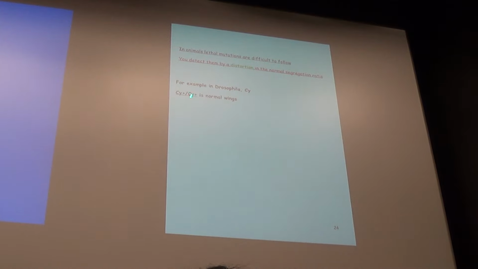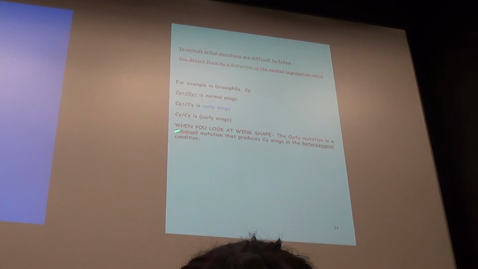So, normal curly wing flies, Cy plus, Cy plus. We have normal flat wings. If you are heterozygous, plus, minus, you have curly wings. So, you're heterozygous and you have curly wings. Is curly a dominant or a recessive trait? Curly is a dominant trait, correct?